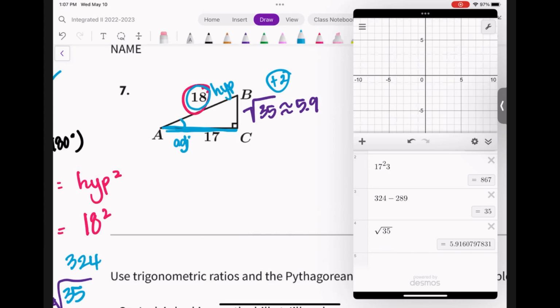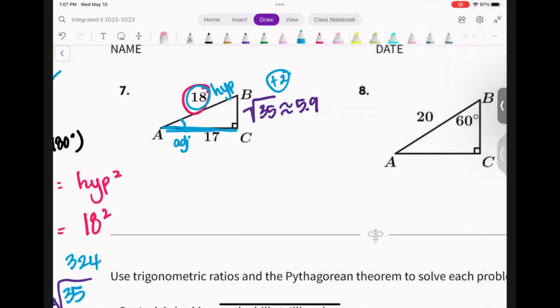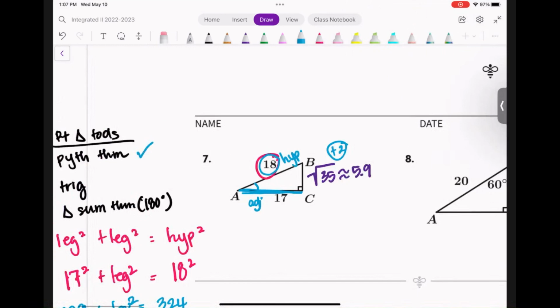Which one should I use? Sine, cosine, or tangent? So for those of you who still are a little bit shaky on this, my suggestion is that you say, well, they gave me the adjacent and the hypotenuse. So let me write SOH, CAH, TOA. Which one of those involves the adjacent and hypotenuse? I know some of you are already telling me, Ms. Johnson, I already told you. Yes, exactly. So which one should I be using?